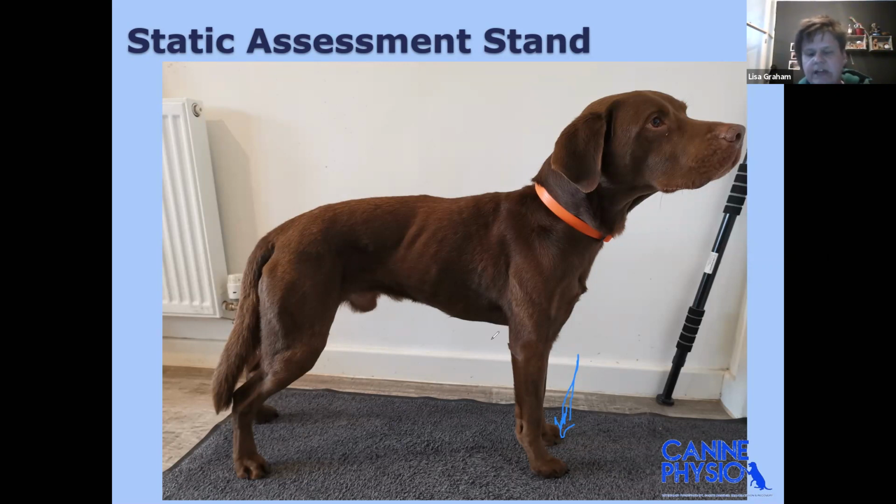Left fore, slight rotation. I'd want to know where it is rotating from. Is it coming from the scapula? Is it coming from the elbow? What joints above that are rotated out? And we can't see it because the owner didn't send me that photo.